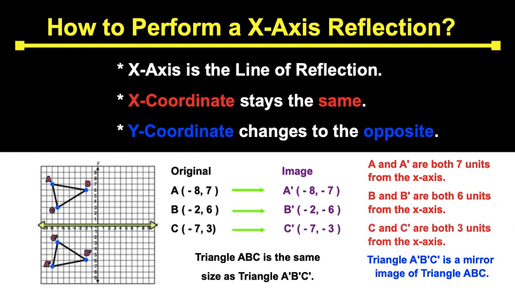Lastly, C and C prime. So here is C prime, here is C. Both of them are 3 units away from the x-axis. This last part is very important when we're talking about reflections.